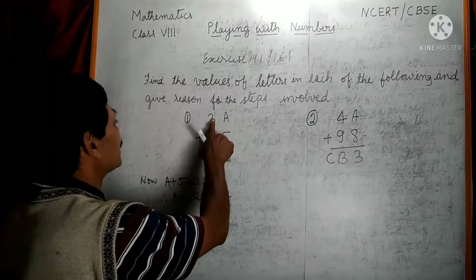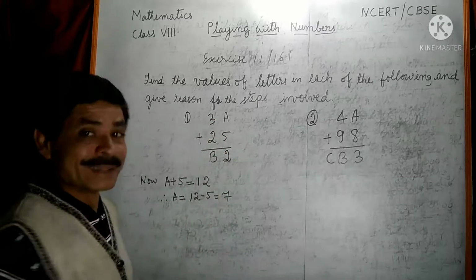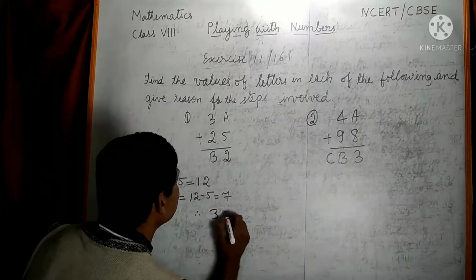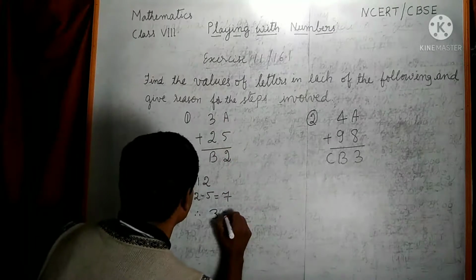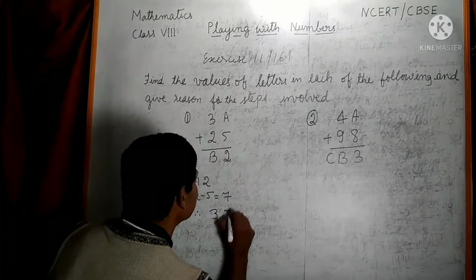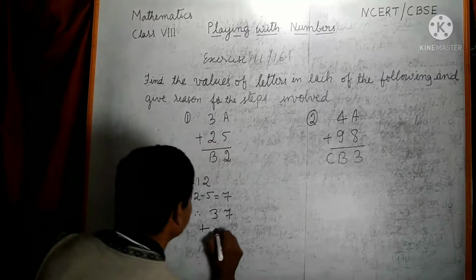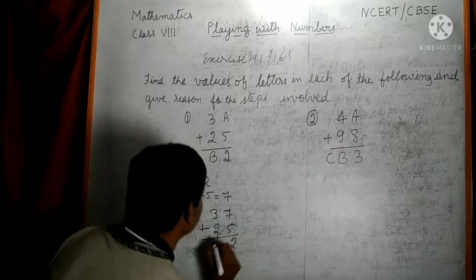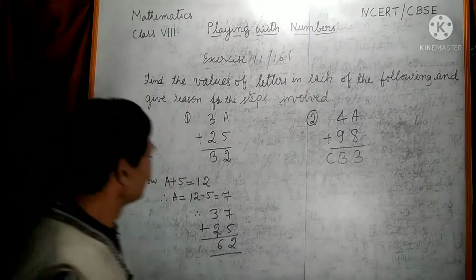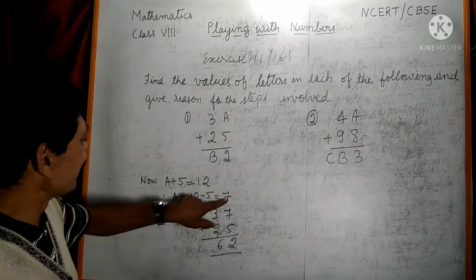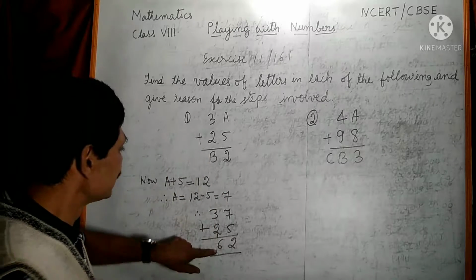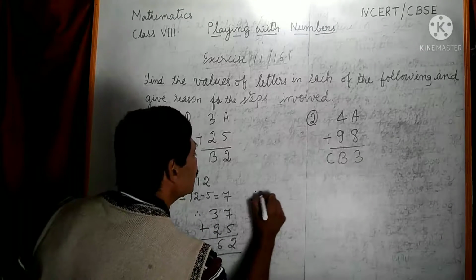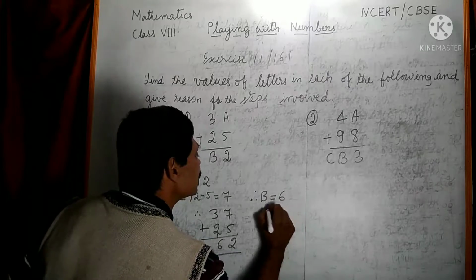So that 1 plus 3, 4, 4 plus 2, 6. Therefore, let us write here 3, A is 12, sorry, A is equal to 7 plus 5 is equal to 12, carry 1 here, 6. Therefore, value of A is 7 and value of B is 6. Therefore, B is equal to 6.